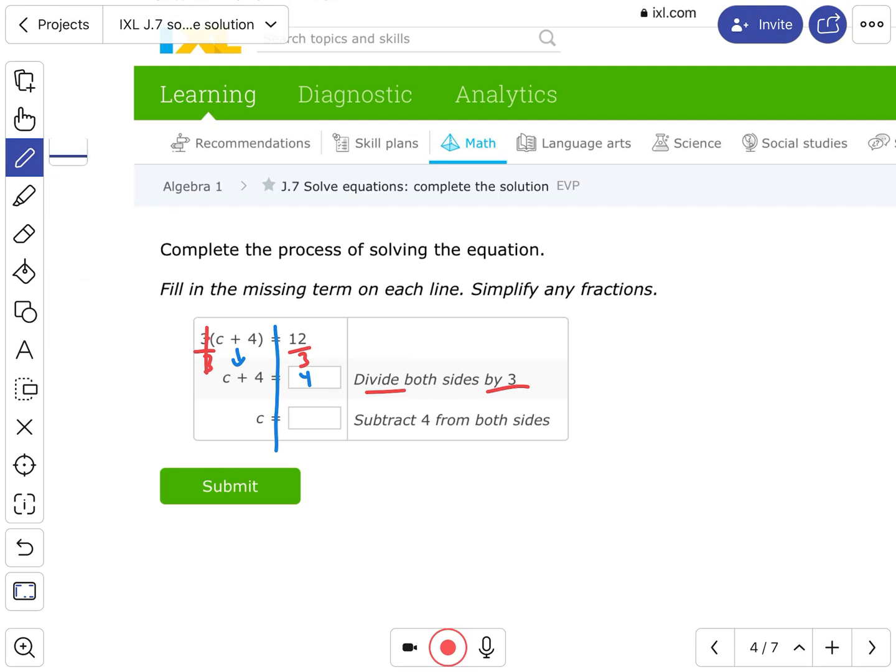And then the next thing we're going to do is get rid of this plus 4 by subtracting 4. That's the inverse. Subtracting 4 to the left and to the right. So on the left side, that's gone. And on the right, the c is going to get carried down. And then 4 minus 4 is 0. So those will be the two answers that you put in, 4 and 0.